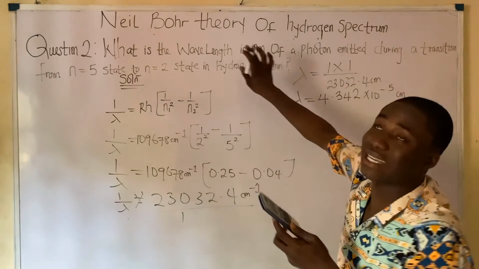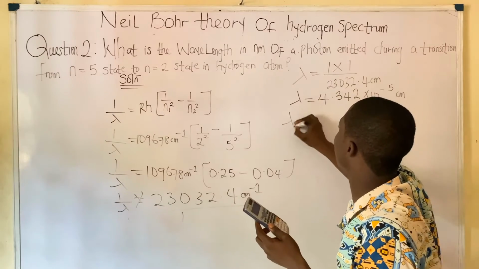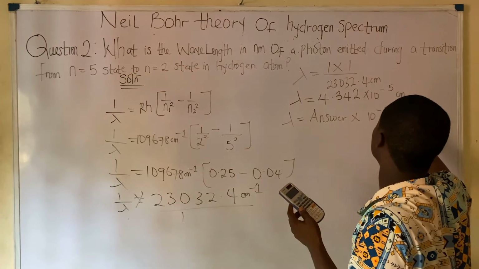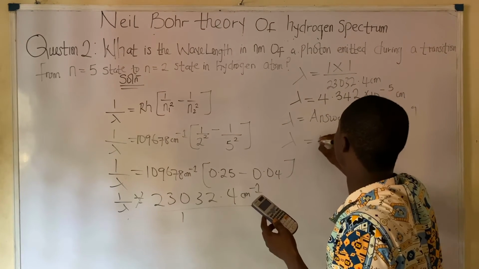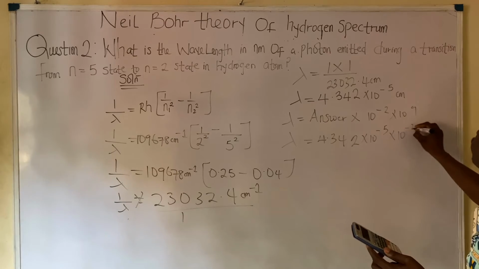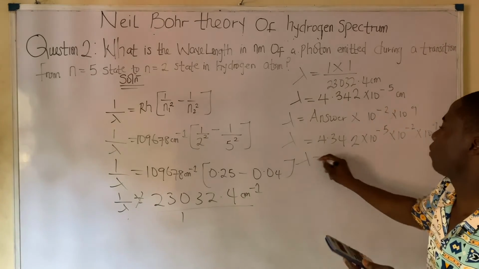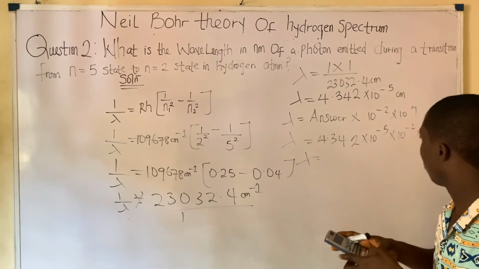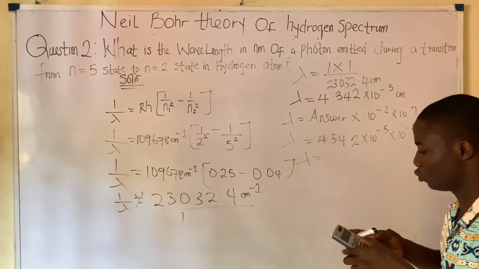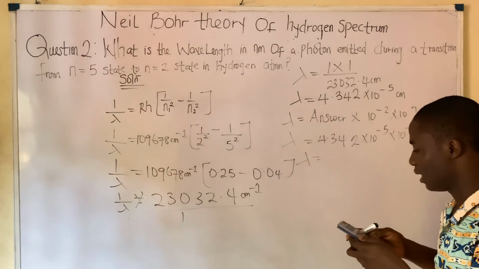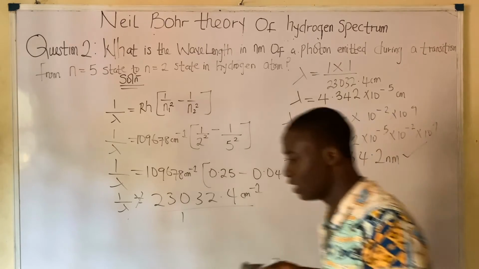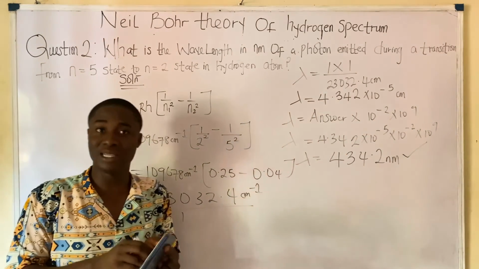Remember, make sure they are specific. Put your answer in nanometer. So we now say answer times 10 raised to the power minus 2 times 10 to the power 9. So we are having 4.342 times 10 to the power minus 5 times 10 to the power minus 2 times 10 to the power 9. So wavelength will now be equal to 434.2 nanometers. So that is how questions like this are tackled without stress.